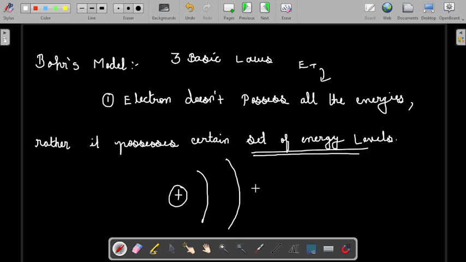So this is the nucleus we have, and the electron can be present here, anywhere, to any extent. Based on the presence of the electron in a particular level, the energy will be determined. That is what they call energy levels, not the energy possessed by the electron. This is the first postulate that Bohr states.